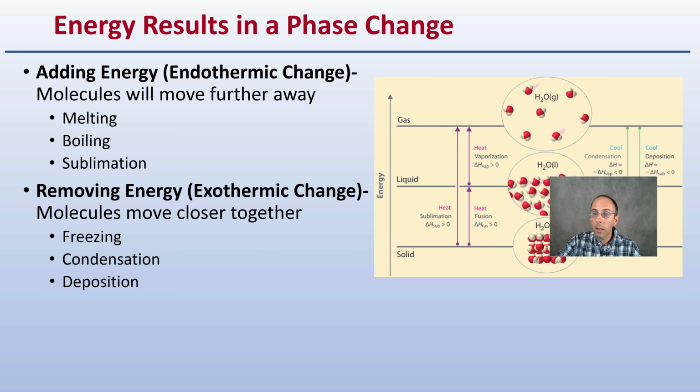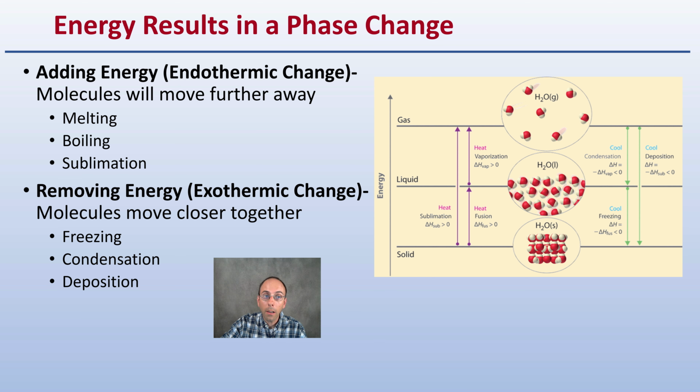So energy results in a phase change. Adding energy is going to be an endothermic change since molecules will move further away. This occurs when the ice is melting, the water is boiling, or we're going through the sublimation process. If we're removing heat from that process, that would be an exothermic change, and those molecules as a result are going to move closer together. That's going to be freezing, condensation, or deposition.